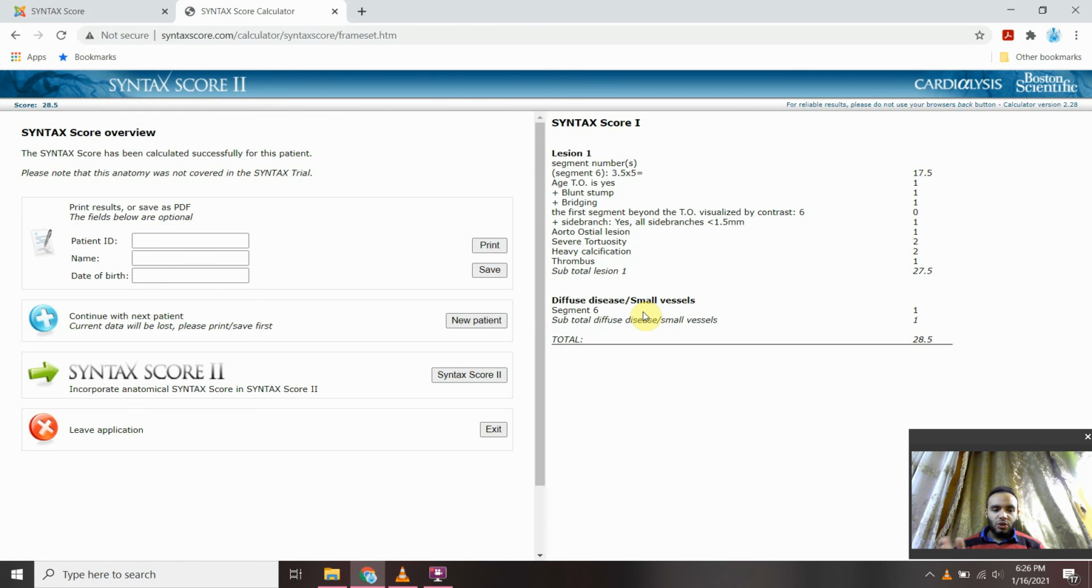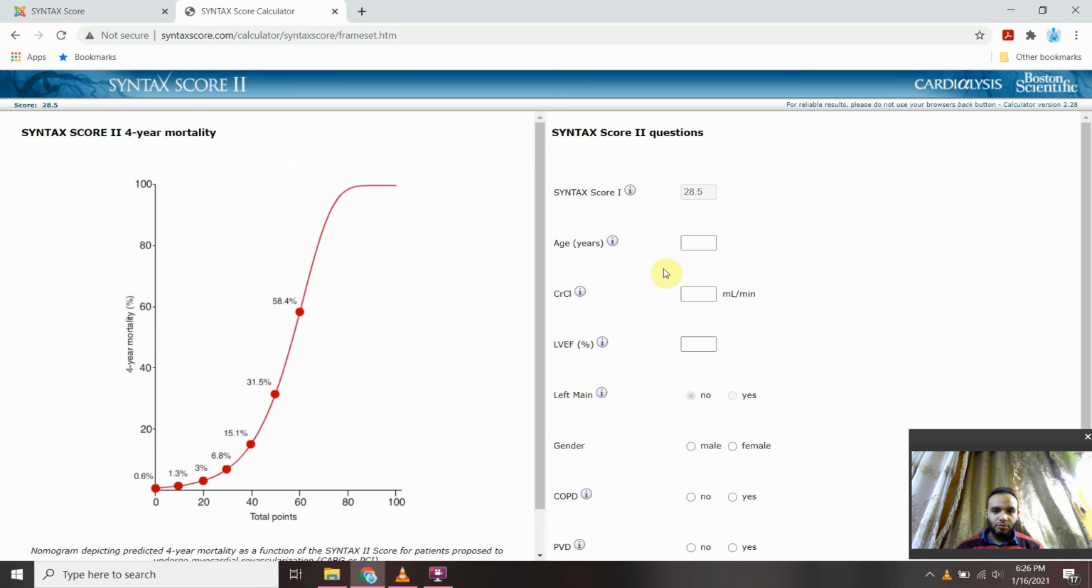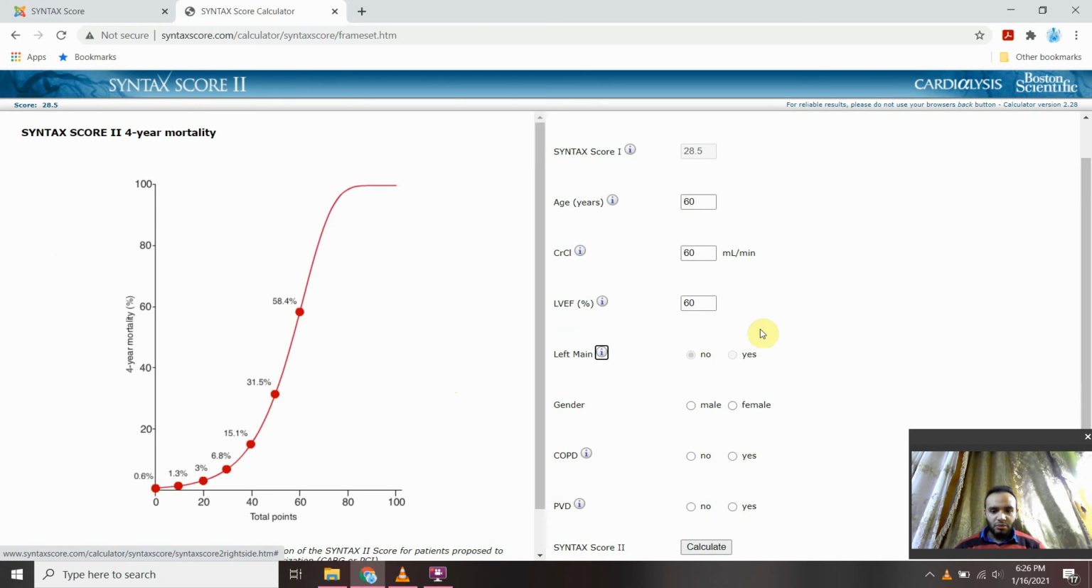After we calculate syntax score 1, we can now proceed to syntax score 2, including age, like 60, creatinine clearance 60, ejection fraction. Segment was LAD proximal, male, no COPD, no peripheral vascular disease. Calculate.